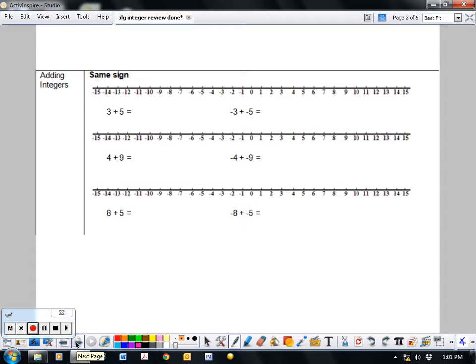So we're going to start off with 3 plus 5. So I'm going to go ahead and move to the number 3 right here. And then if I were to add 5, I'd go 5 more: 1, 2, 3, 4, 5, which gives me that answer of 8. Well, on the same token, if we work with the negative numbers, if I start at -3, and then because I'm adding -5, I'm going to add in the negative direction. So now I'm adding 1, 2, 3, 4, 5 in the negative direction, and that gives me -8.